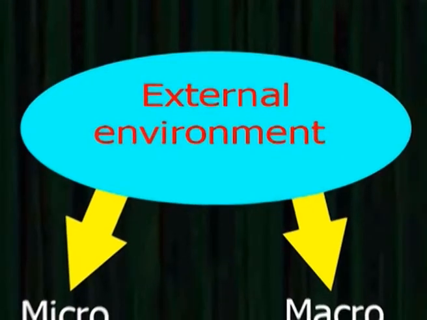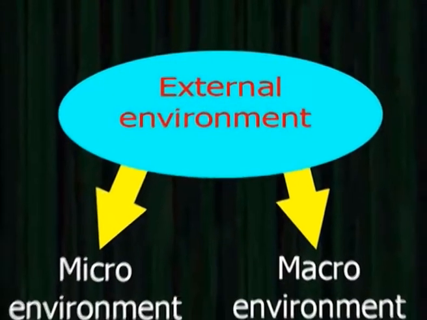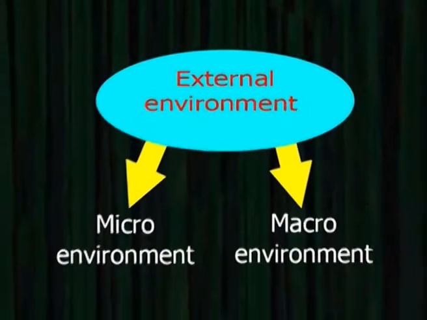The external environment, as we discussed earlier, is divided into micro and macro environment. Let us discuss the micro environment in detail. The factors that affect the ability of the business to operate, or the forces which are close to the business like suppliers, customers, intermediaries, etc., form the micro environment. It is the immediate environment that affects the business. The micro environment is also known as the operating environment of the business.